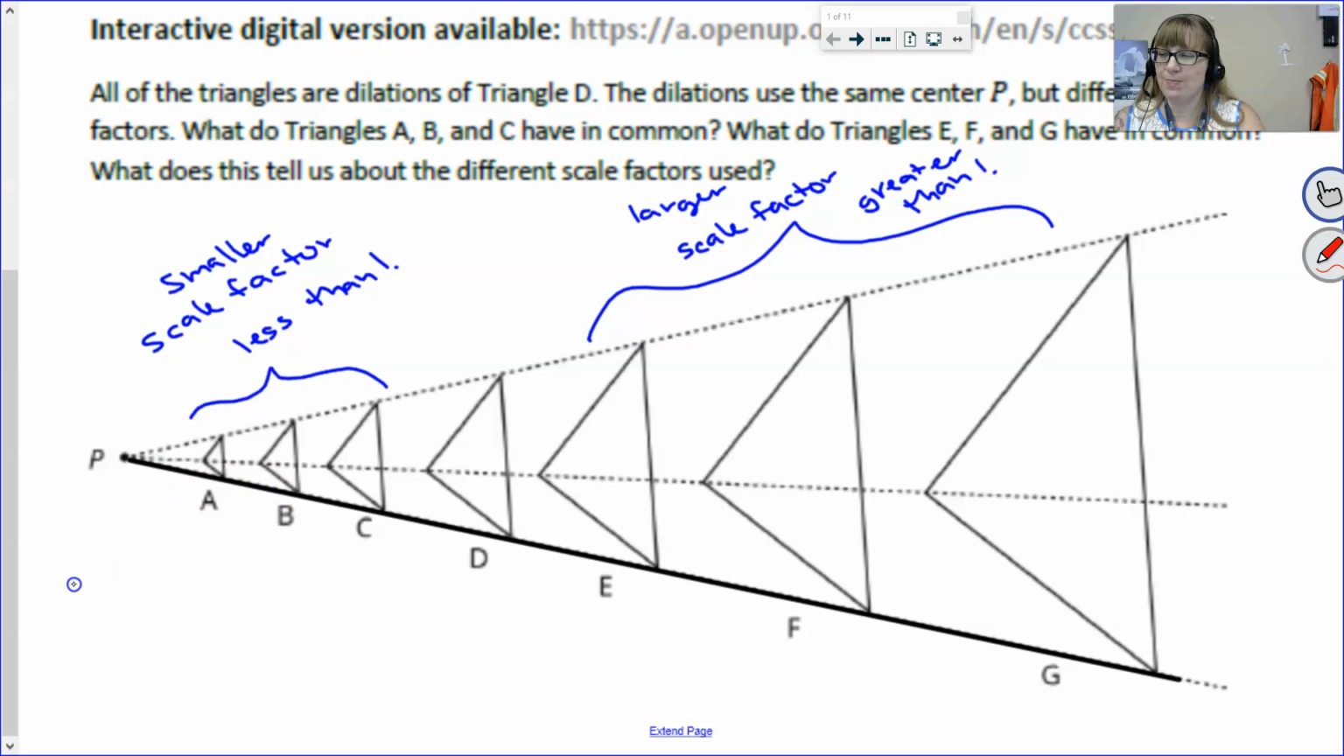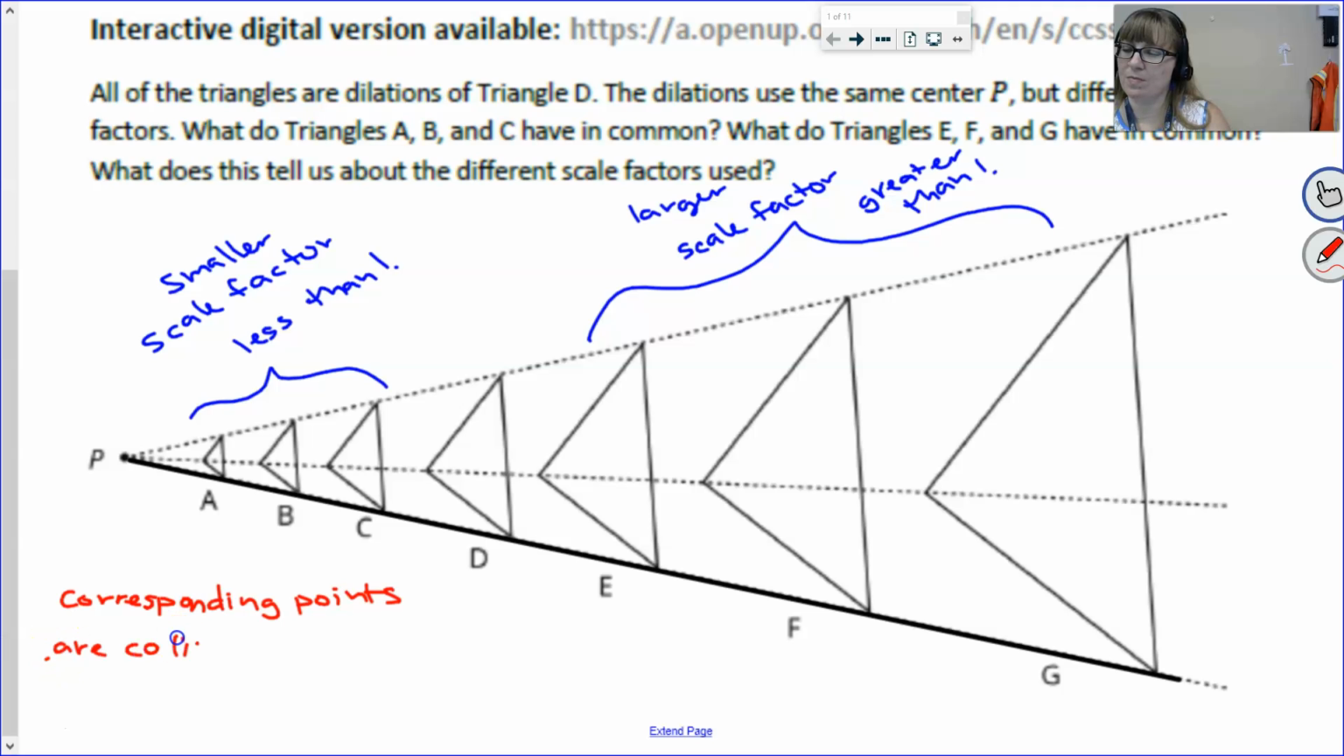I'm going to write that down. Corresponding parts are collinear. That means they lie on the same line with the center of dilation.